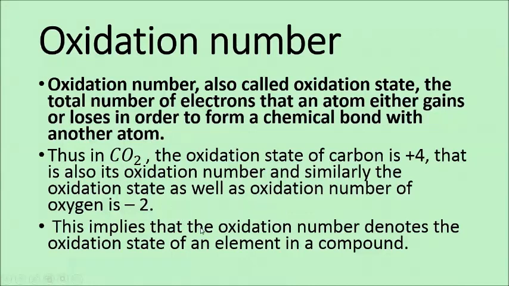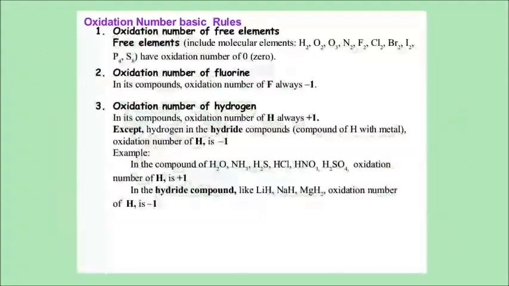This implies that the oxidation number, as well as the oxidation state, denotes the oxidation state of an element in a compound. Now let's see some of the rules which we have to keep in mind while writing the oxidation number. For free elements like molecular elements, hydrogen, oxygen, ozone, nitrogen, fluorine, chlorine, bromine, iodine, P4, S8, the oxidation number as well as oxidation state is 0 for these elemental forms.